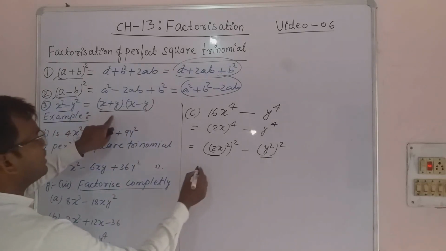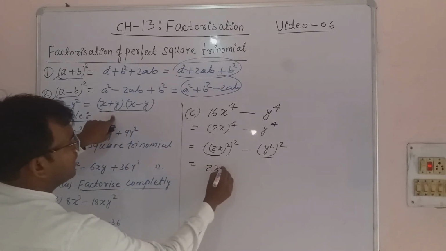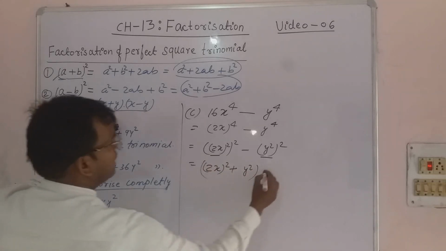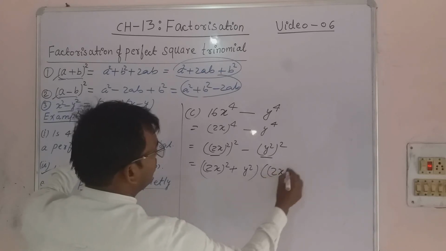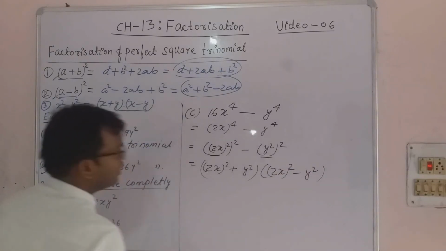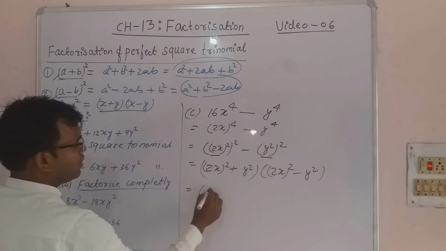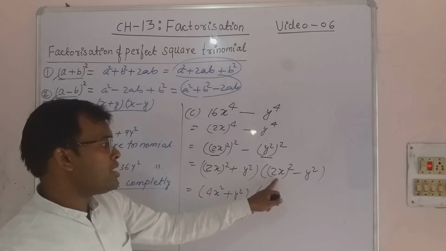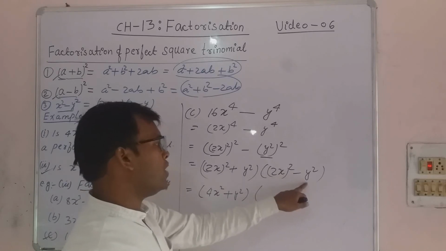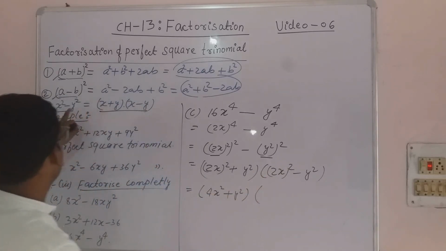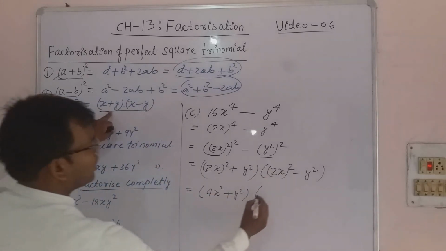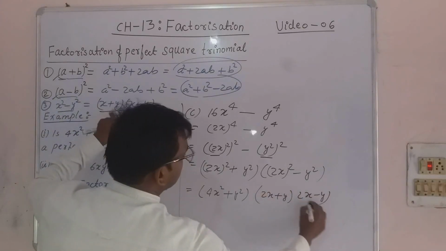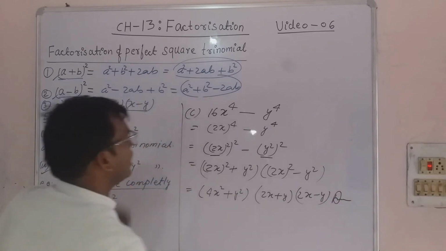So you may write (x plus y): that means (2x square plus y square), and then again (2x square minus y square). That means you can write this one as (4x square plus y square), but again it is in the form of x square minus y square. Again break in this form, x square minus y square will be (x plus y), that means (2x plus y) and (2x minus y). This is your answer.